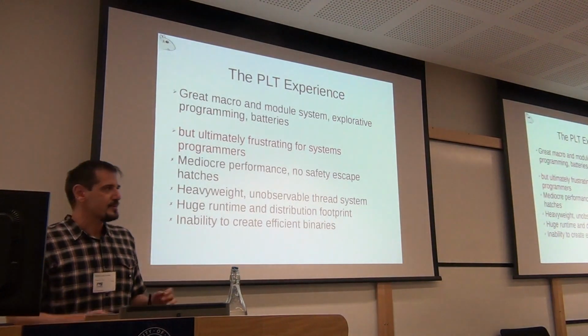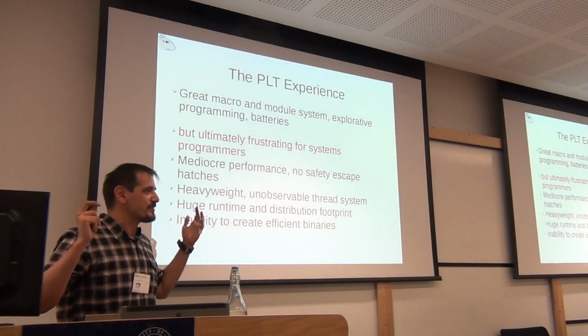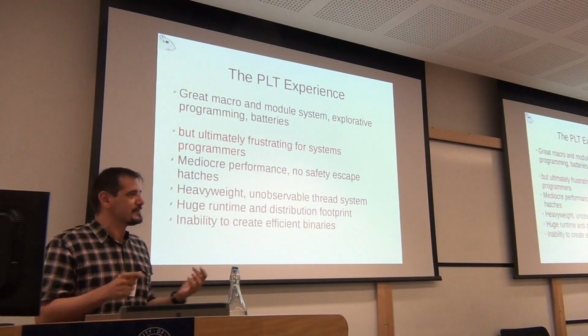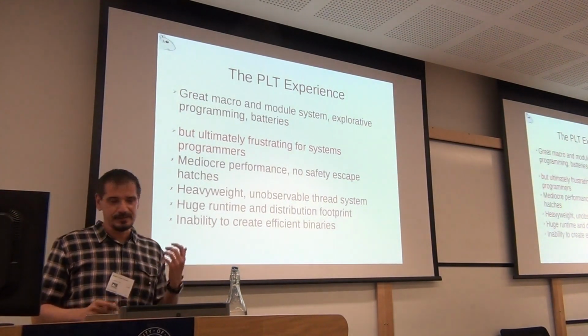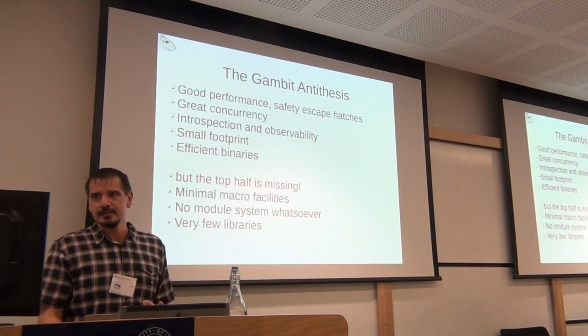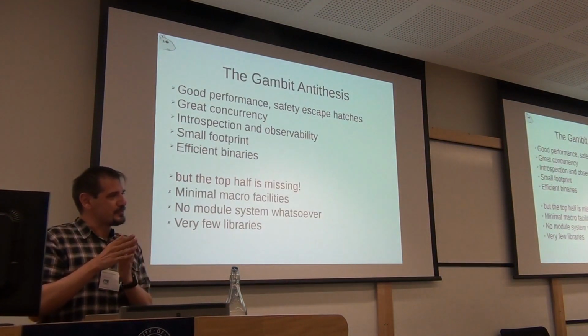And then the rest is that, as nice as it is, it's a huge system, right? We're talking about the Titanic code base, and all these libraries and everything. You can't really distribute this. What you want at the end of the day is to be able to make a binary and send the binary out. So let's go from Racket to Gambit, from PLT to Gambit.